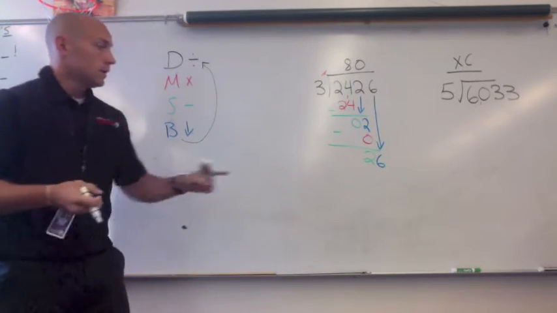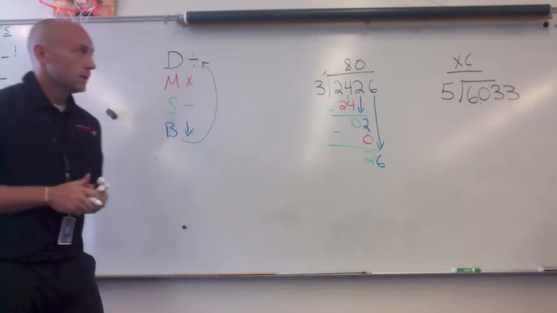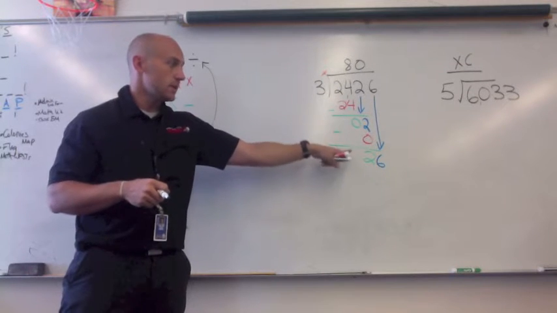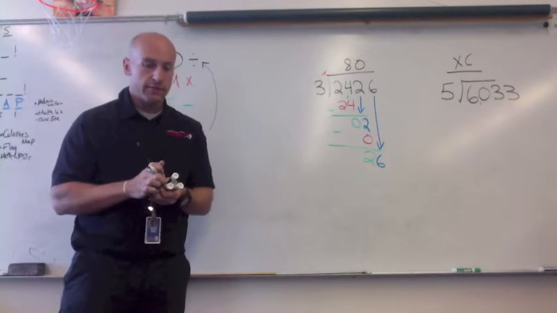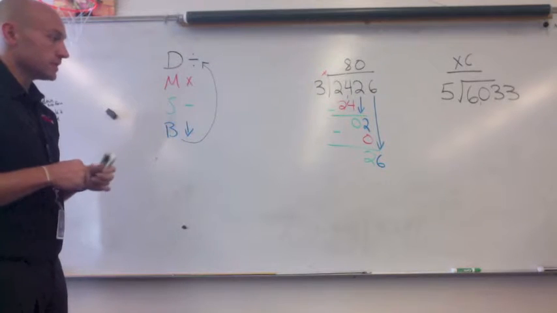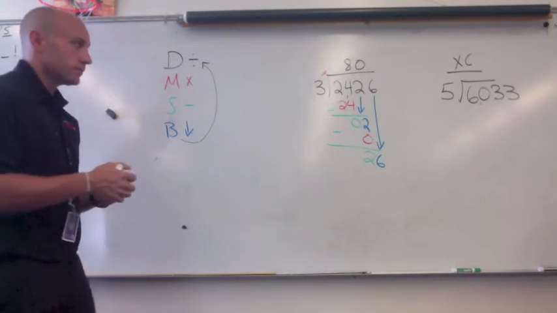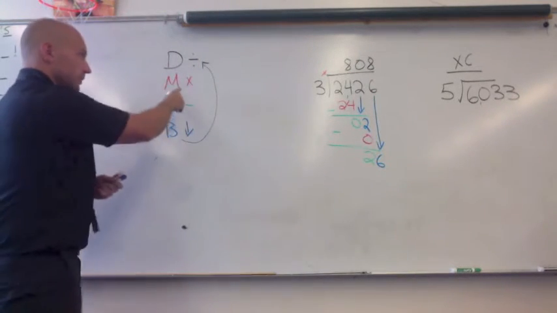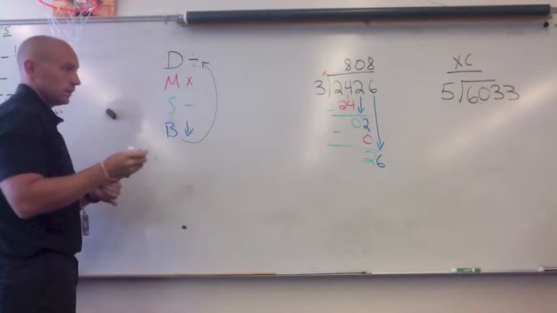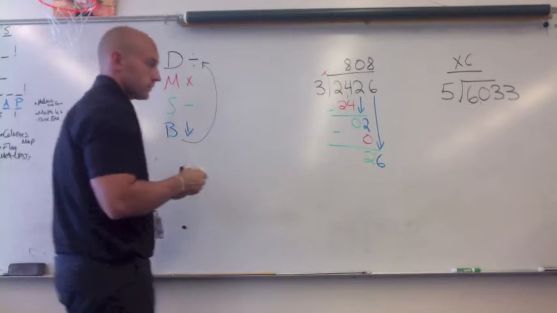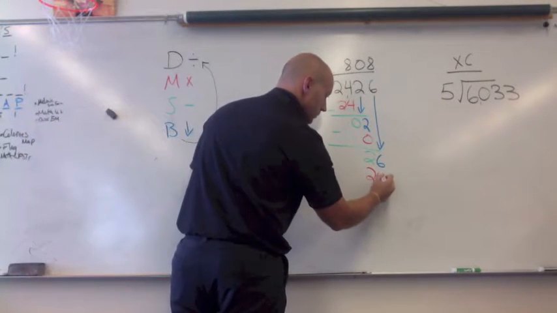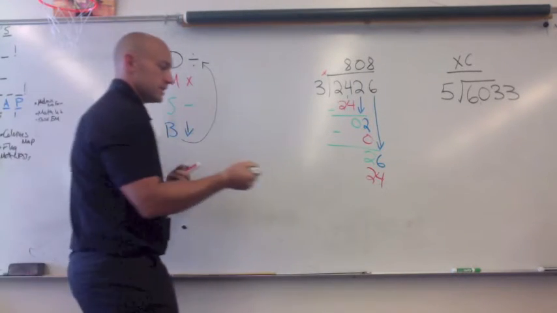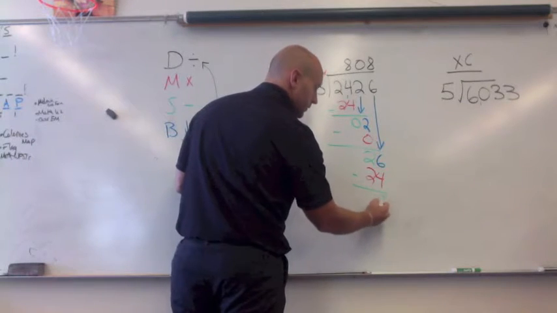Okay, 26 divided by 3. Let's see, 3 can go into 26 8 times. We know that because it goes into 24 8 times. But it can't go into 9 because that would be 27. That's too much. So 3 goes into 26 8 times. So I'm going to put another 8. And now we multiply. 3 times 8 is 24. And now we subtract. So 26 minus 24 is 2.